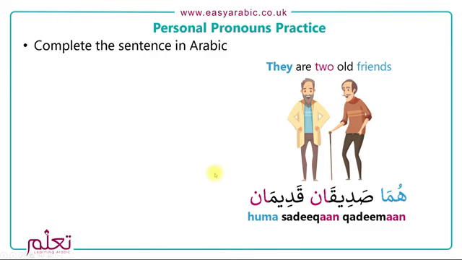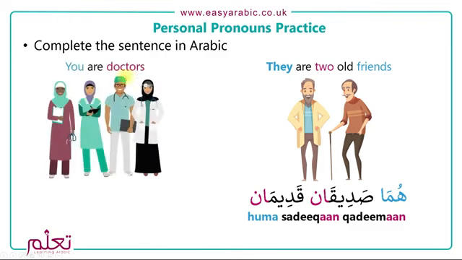Okay, next one is you are doctors. Here we're talking about plural, so the word we're going to use to refer to them is antum, and the word for doctor is tabib, but the plural version for mixed is atibba. So antum atibba.